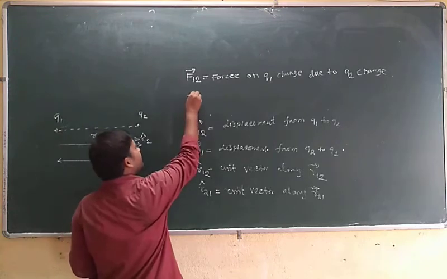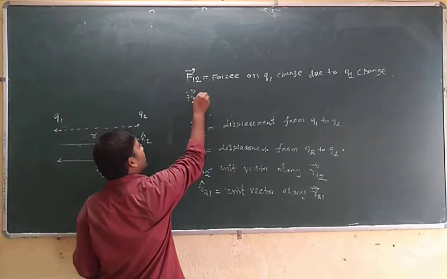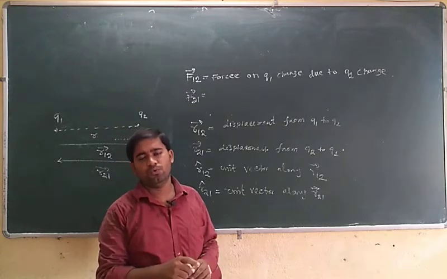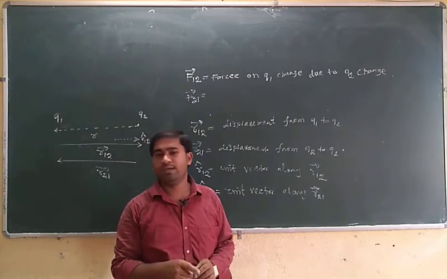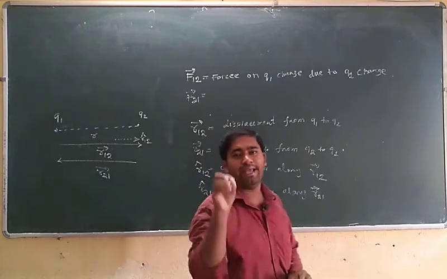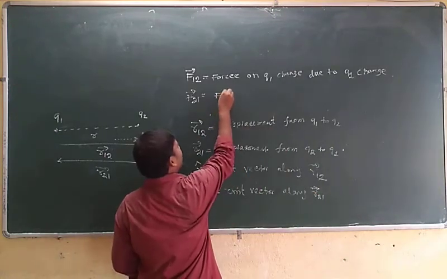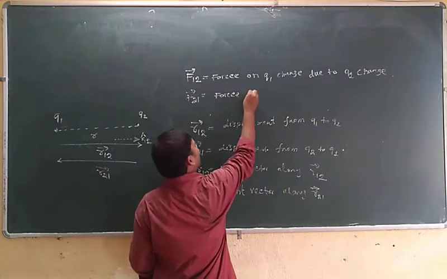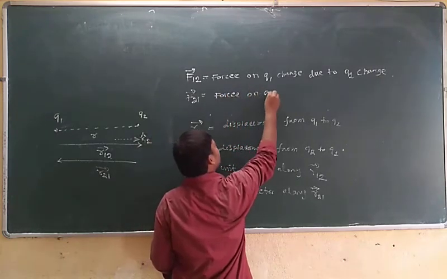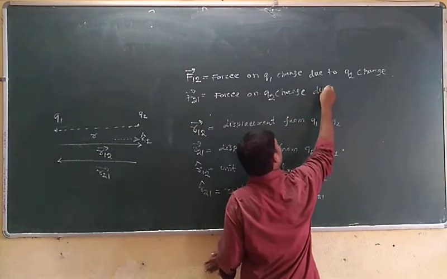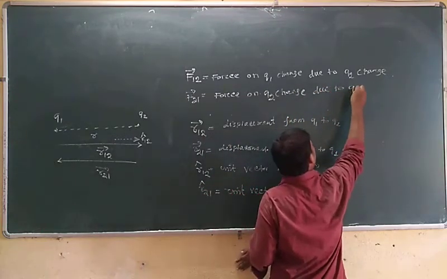Second thing is F21 vector. Here the first index is 2 and the second index is 1. 2 means the charge on which the force acts, and this can be written as force on Q2 charge due to Q1 charge.